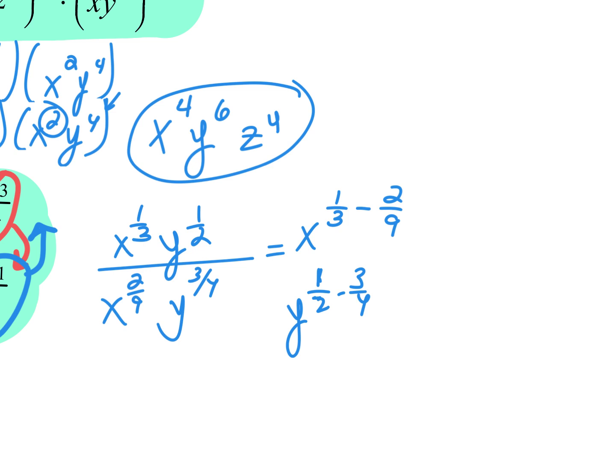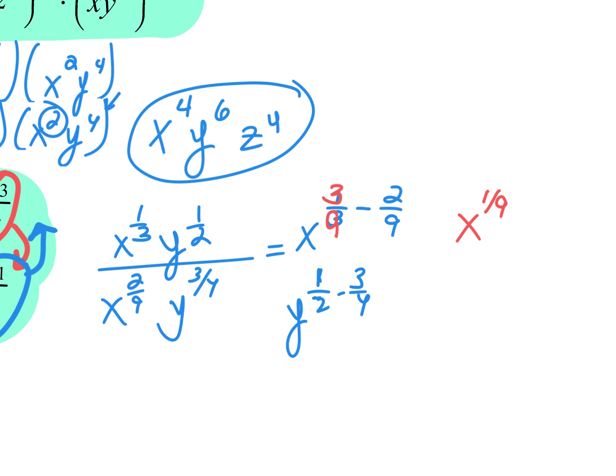You have to have a what? Common denominator. Okay, what's our common denominator for my x's between 3 and 9? 9. So if I multiply the bottom by 3, I have to multiply the top by 3. You guys agree? So this becomes 3/9. So 3/9 minus 2/9 is 1/9.